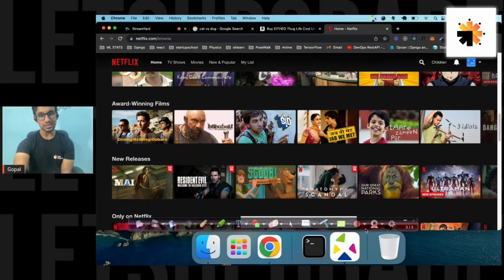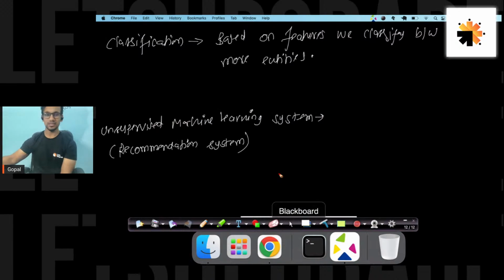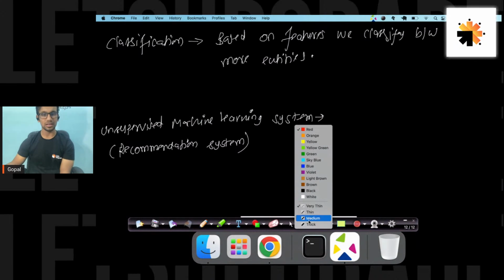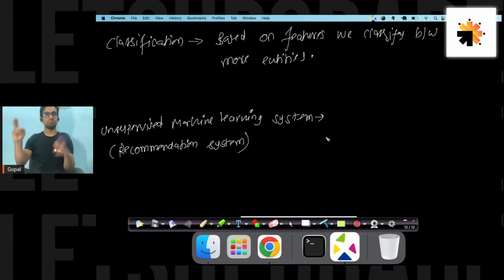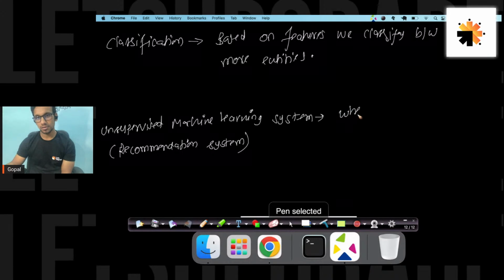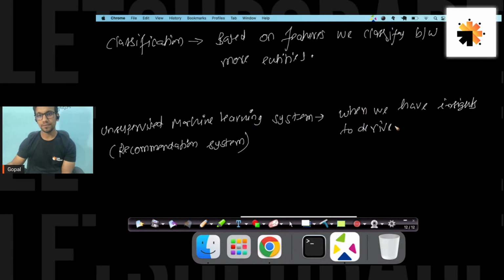So how exactly does it work? Let's see. Again, come back here. All right. I am not going to get into the math of it, because it relies more upon the matrix factorization technique, which I won't be covering here for sure. But I can simply write here, when we have insights to derive from features only.